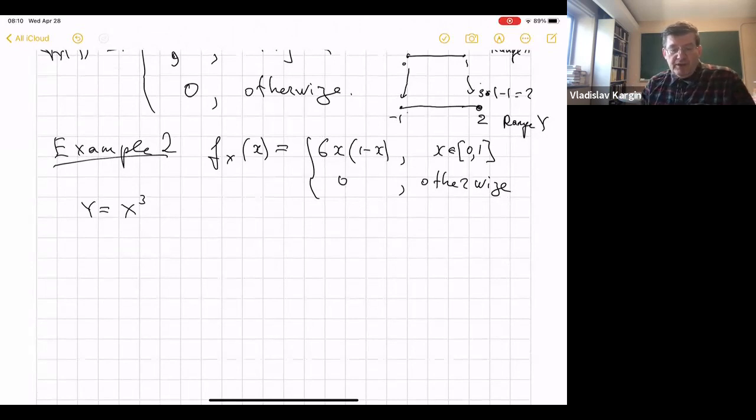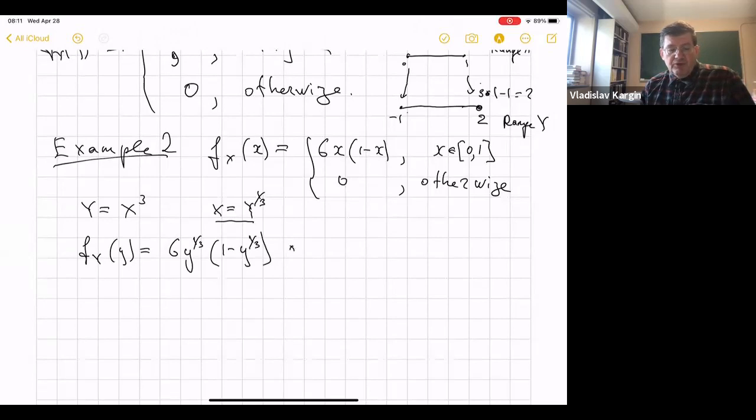It's easy to invert: x is equal to y to the power of 1/3. And so we write that f(y) is equal to, we just take this 6, and instead of x we use this expression with the small letters, because we're talking about values: 6y^(1/3) multiplied by (1 - y^(1/3)). The last thing is we need to write down the derivative d/dy of the inverse function, y to the power of 1/3.